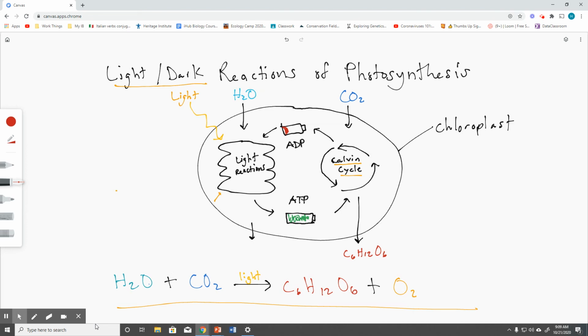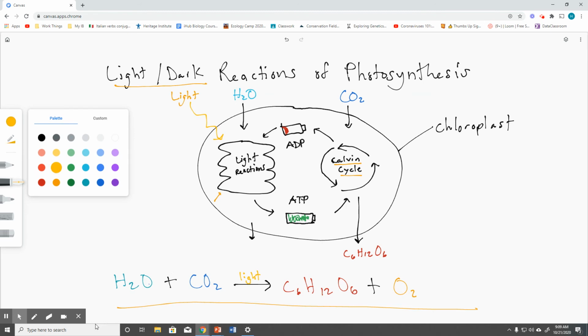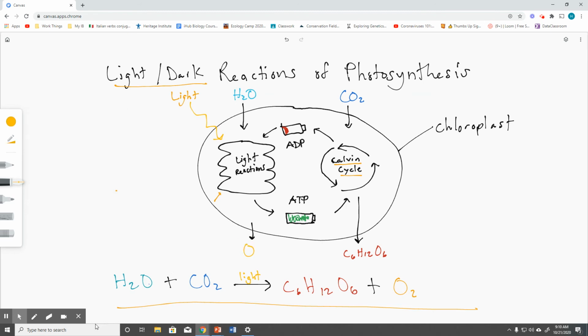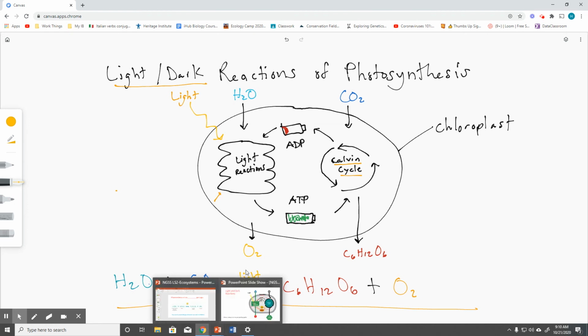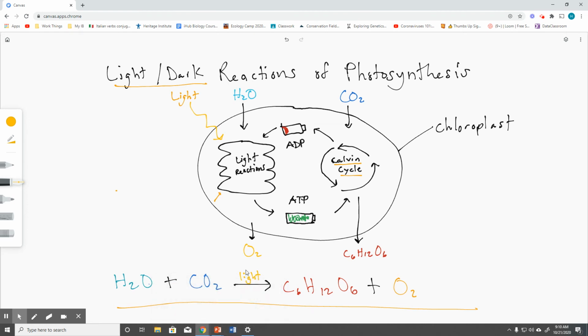Okay. The last thing over here that we need to do is one final byproduct. This byproduct is O2. O2 is made also. So you can see that we filled in all of the different parts from the equation, right? Water and carbon dioxide go into the chloroplast, and O2 and sugar come out of it, okay?